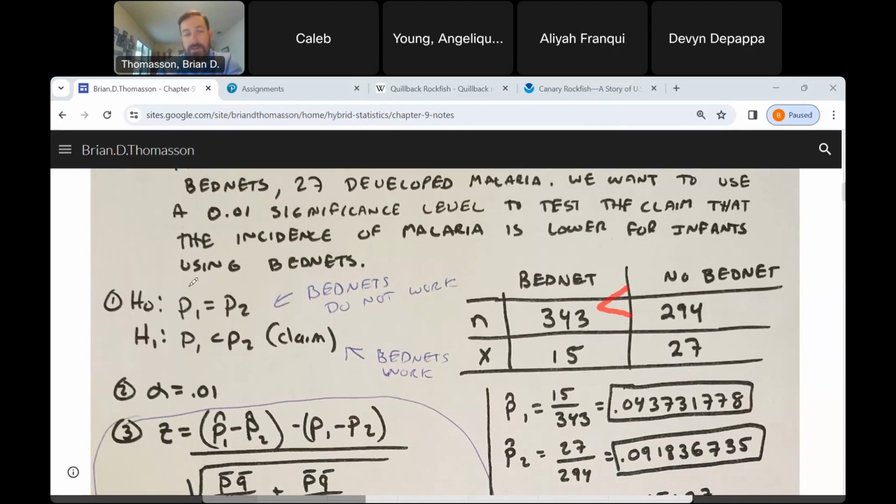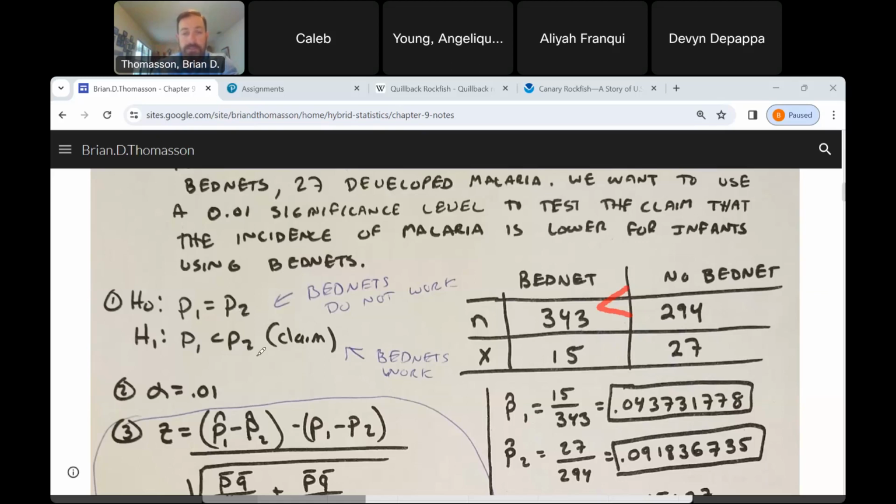All right, so just like last week, step one is finding H0 and H1. Our H0 is that the proportions of the bed net group and no bed net group are the same, meaning the bed nets don't work. So it doesn't matter if you have a bed net or not, you still have the same rate of malaria. Our H1 is that the bed net group has a lower rate of malaria than no bed nets, meaning the bed nets work. Okay, so we assume that the bed nets do not work unless we can prove otherwise and show that they do work.